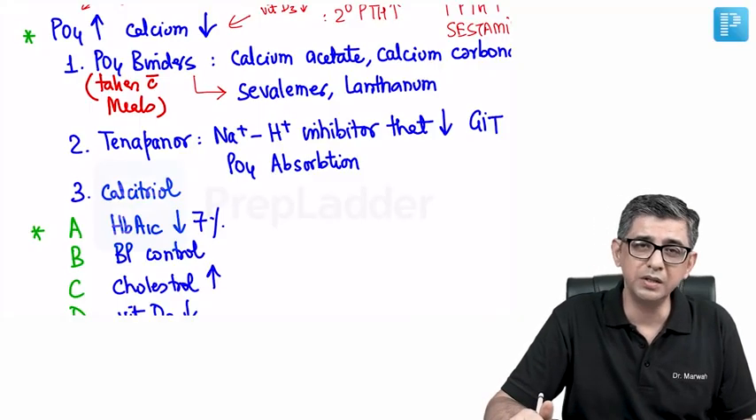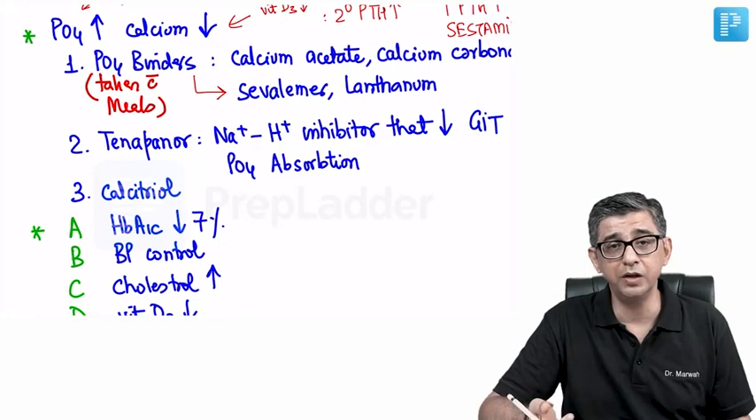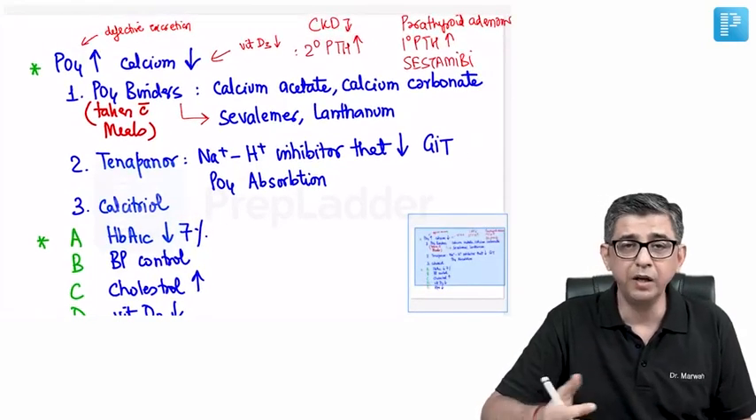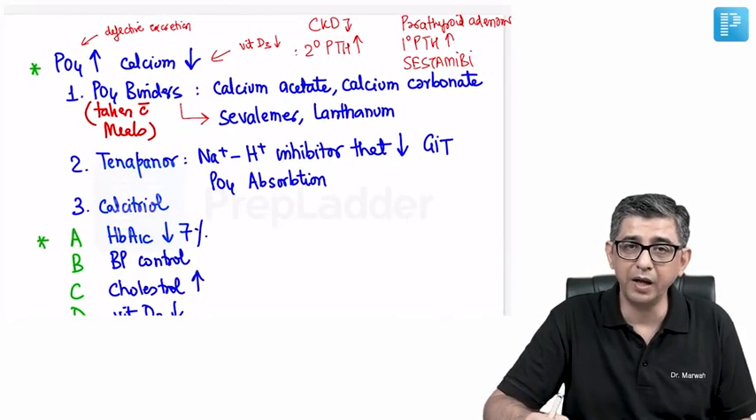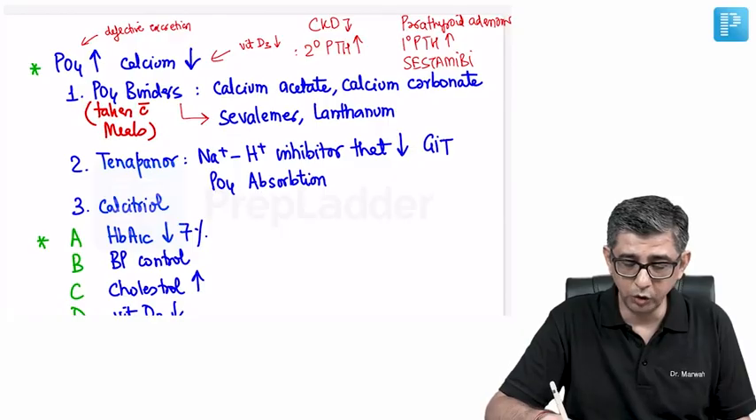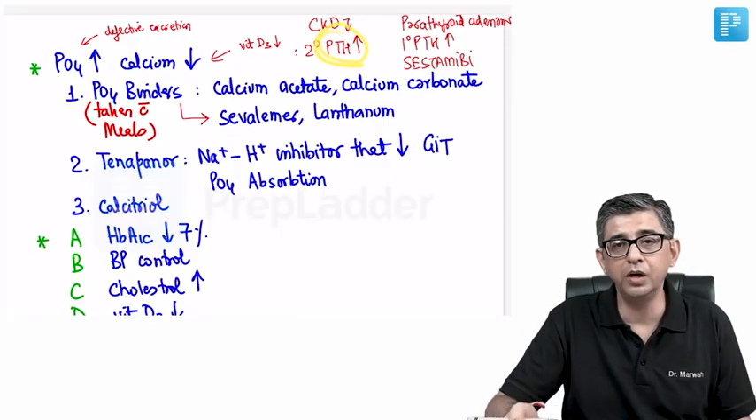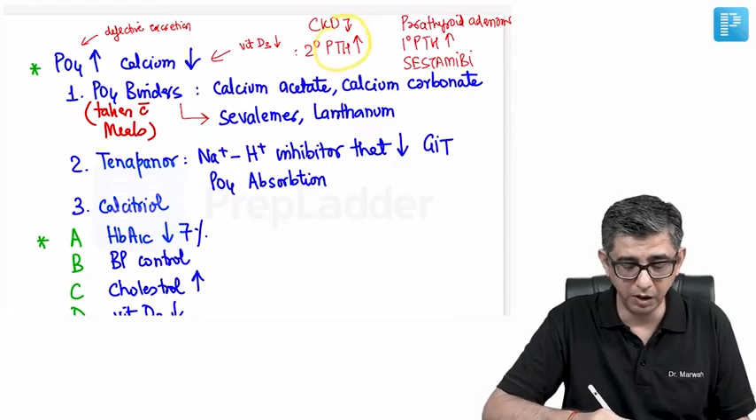The third approach would be calcitriol, which is an antagonist of PTH. You see, the problem I said was every time the kidney is defective, there is a hyperparathyroidism. So the logic is that to neutralize this hyperparathyroidism, you can give a counter-regulatory hormone. And the counter-regulatory hormone of PTH happens to be calcitriol.